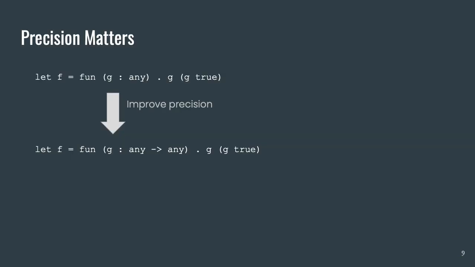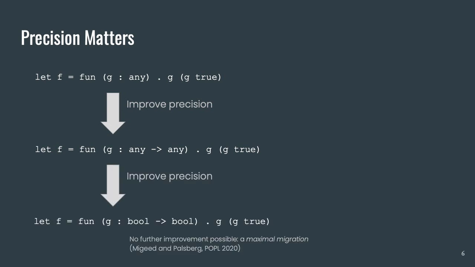So if we want to talk about precision, let's talk about this function. It accepts a function g, applies it to true, and applies the function to that result. So we can improve the annotation on g to be any arrow any because it's only used as a function. We can also further improve that annotation to Boolean arrow Boolean, and there's no further improvement possible here because there are no any types to improve. However, in doing so, we may have restricted the number of contexts in which the program can be used.